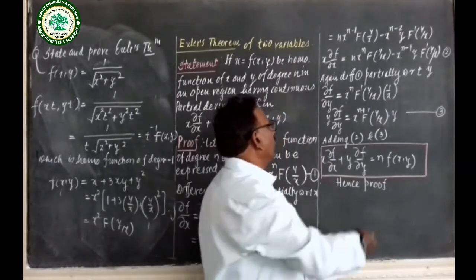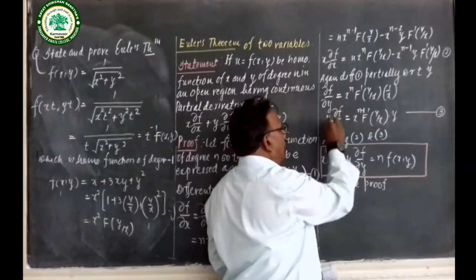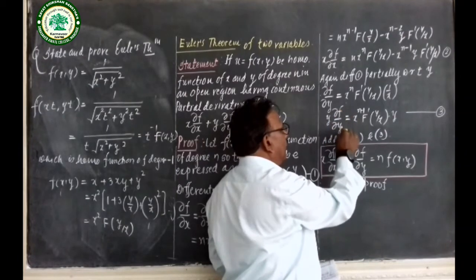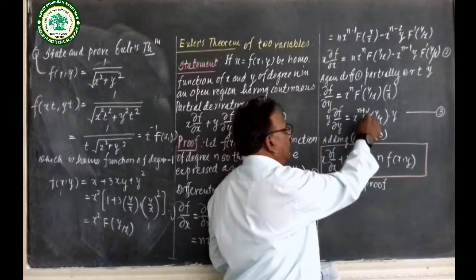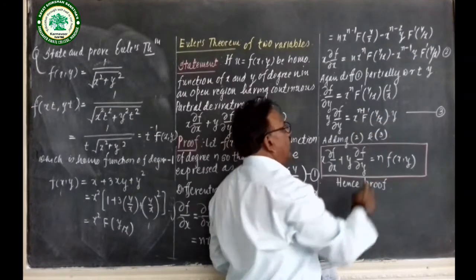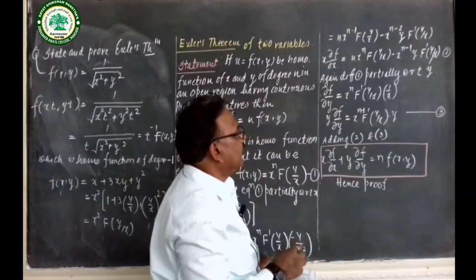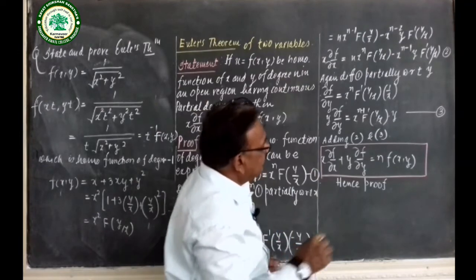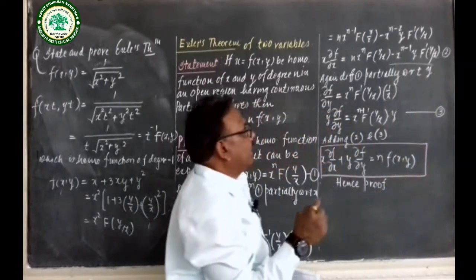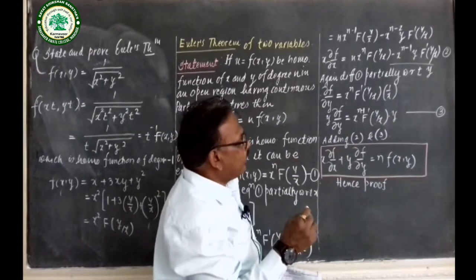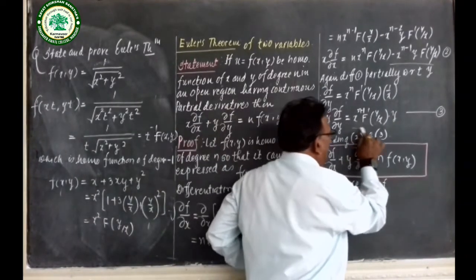Now you have to multiply this equation by y. Therefore y into del f by del y is equal to x raised to n minus 1 F dash of y by x into y. This is equation number 3. See, observe that in equation 2 this term will be minus x raised to n minus 1 y F dash of y by x. Here it will be plus.